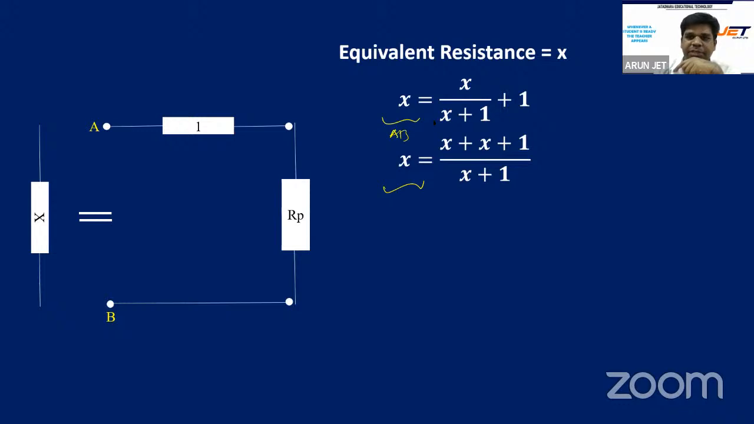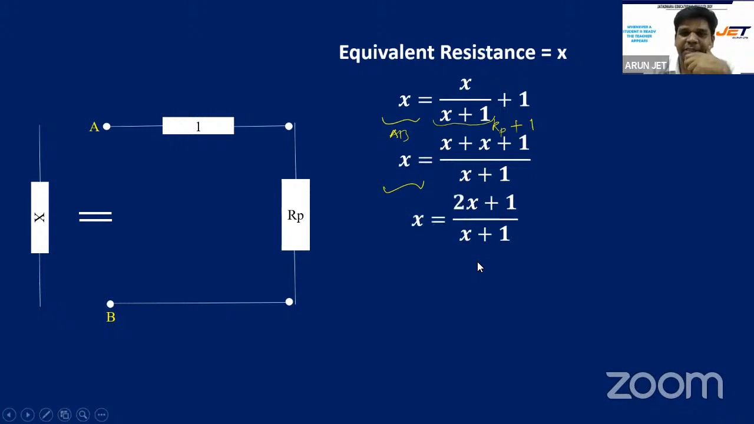This was R P in series with 1. Further simplifying, we get an equation in x. We get a quadratic in x. I suggest you solve the quadratic in x. Can you please solve this?